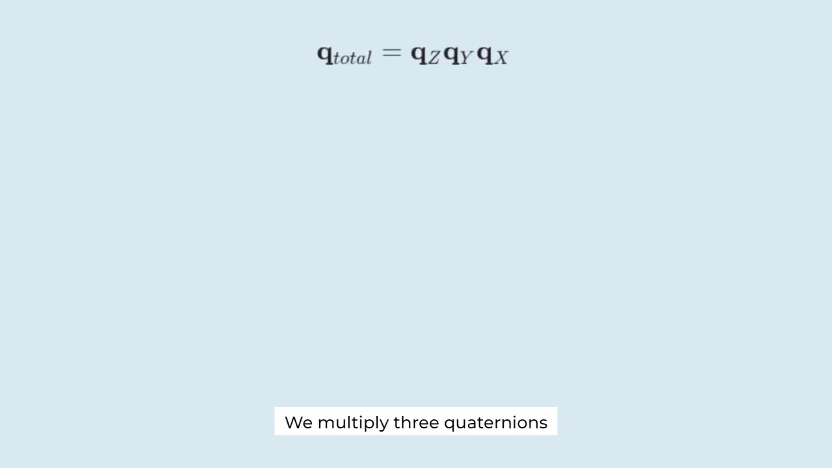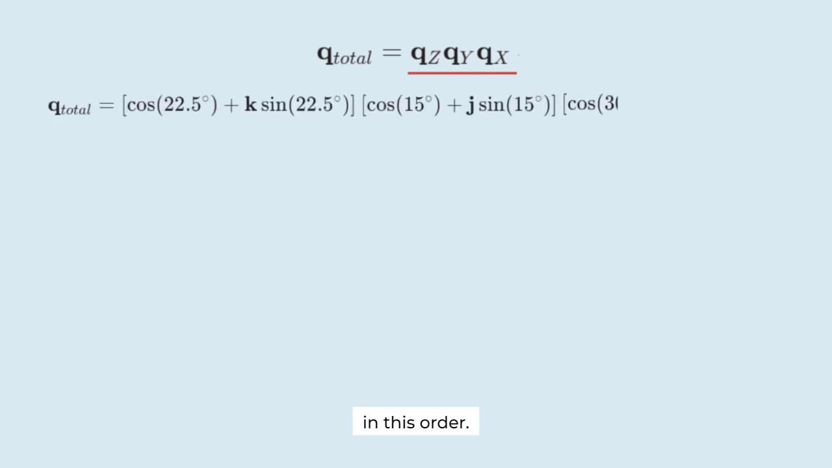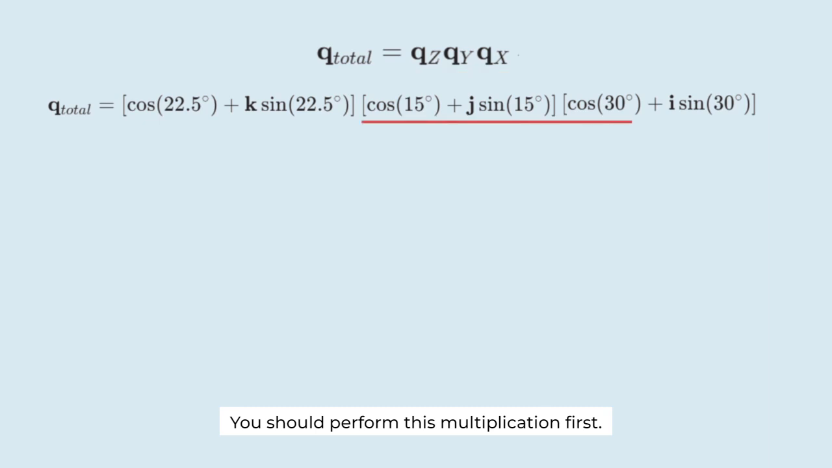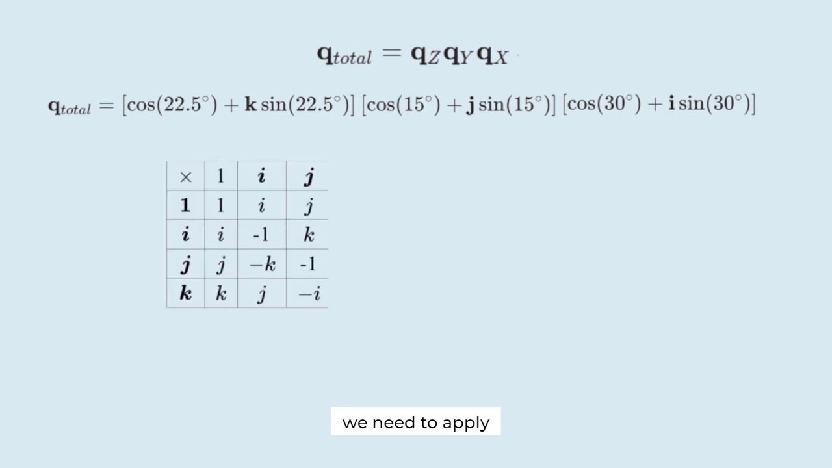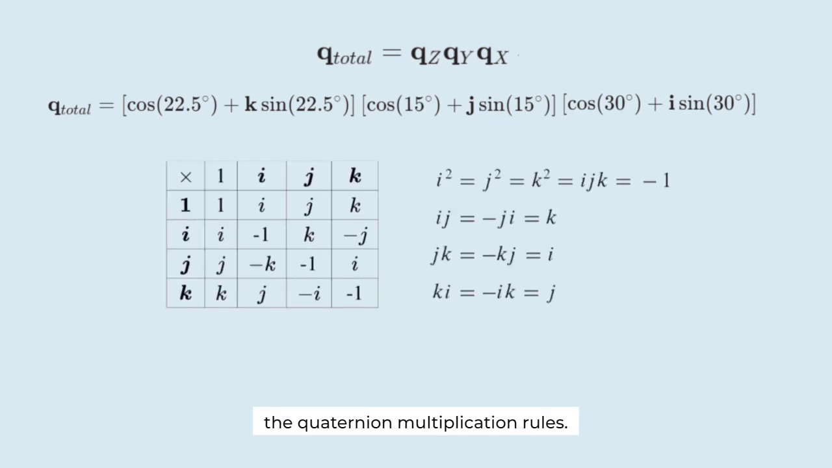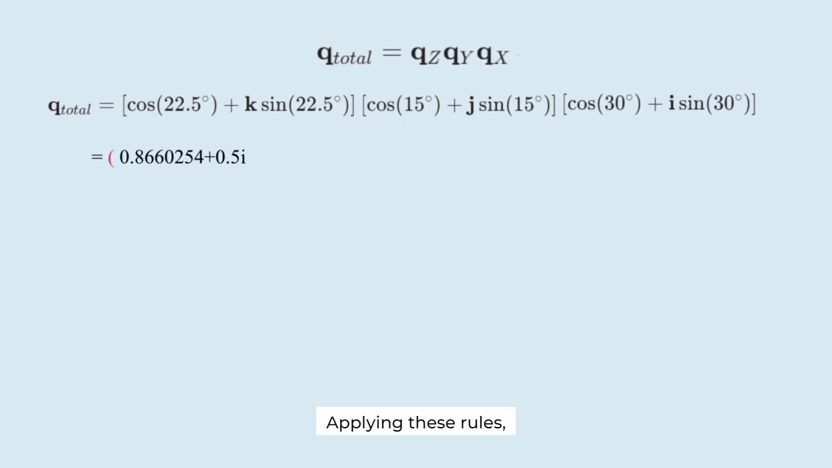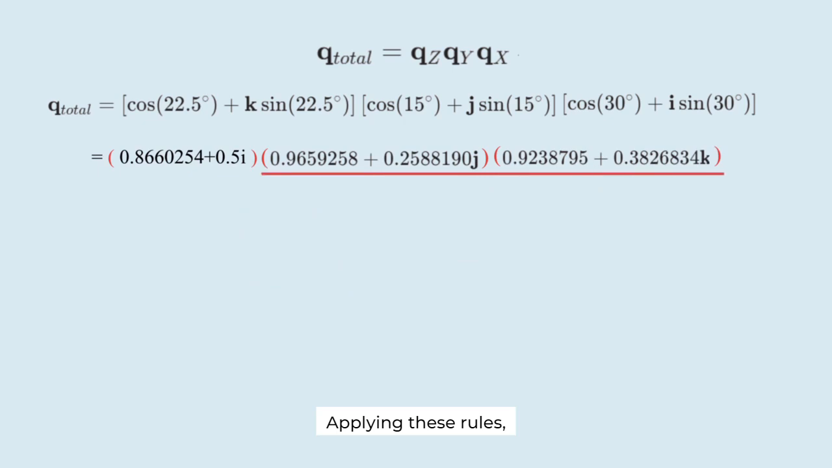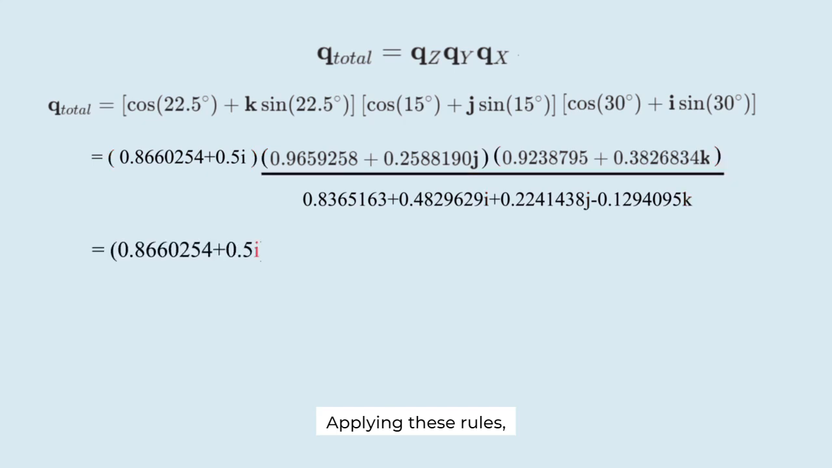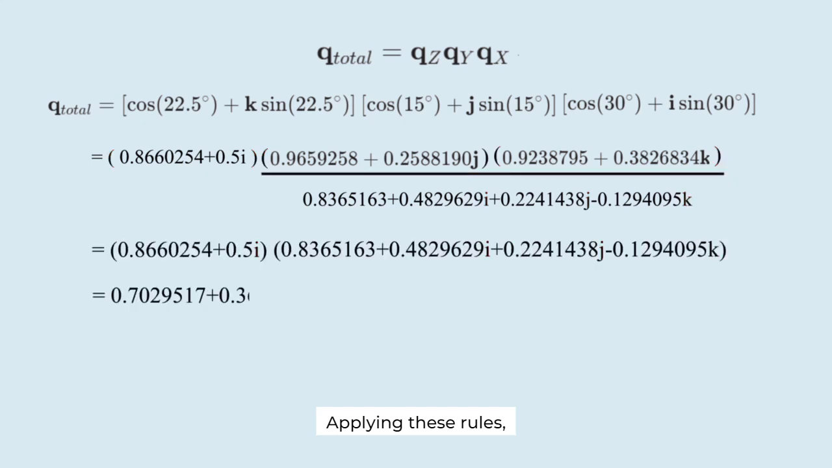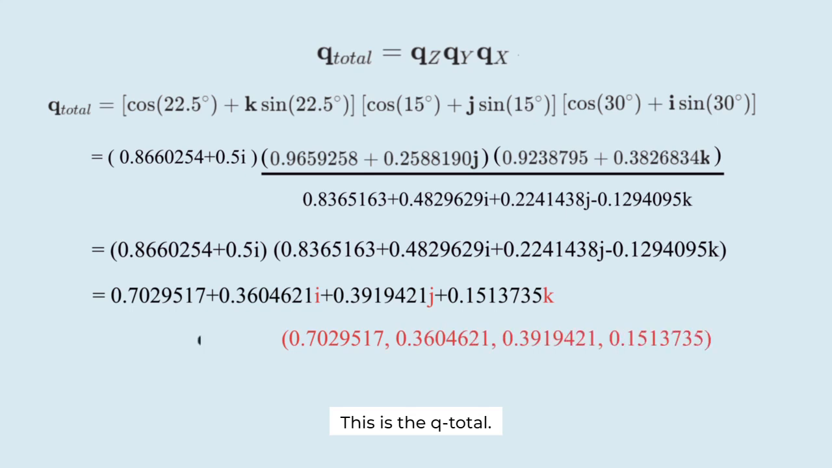We multiply 3 quaternions in this order. You should perform this multiplication first. To perform this multiplication, we need to apply the quaternion multiplication rules. Pay attention that ij doesn't equal ji. The order matters. Applying these rules, this is the Q total.